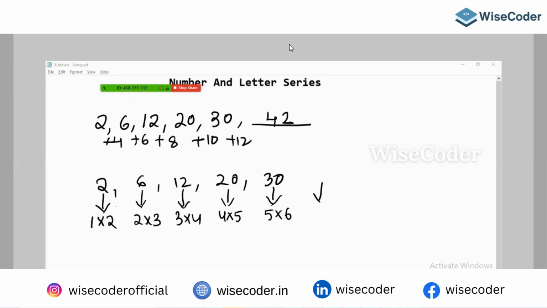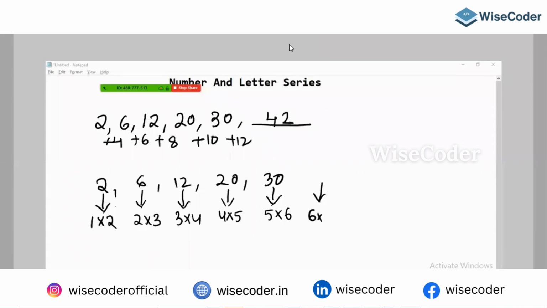So the next number must be what, guys? Look here. The first term is the product of 1 and 2. The second term is the product of 2 and 3. The third term is the product of 3 and 4. The fourth term is the product of 4 and 5. The fifth term is the product of 5 and 6. Hence, the next term will be the product of what, guys?